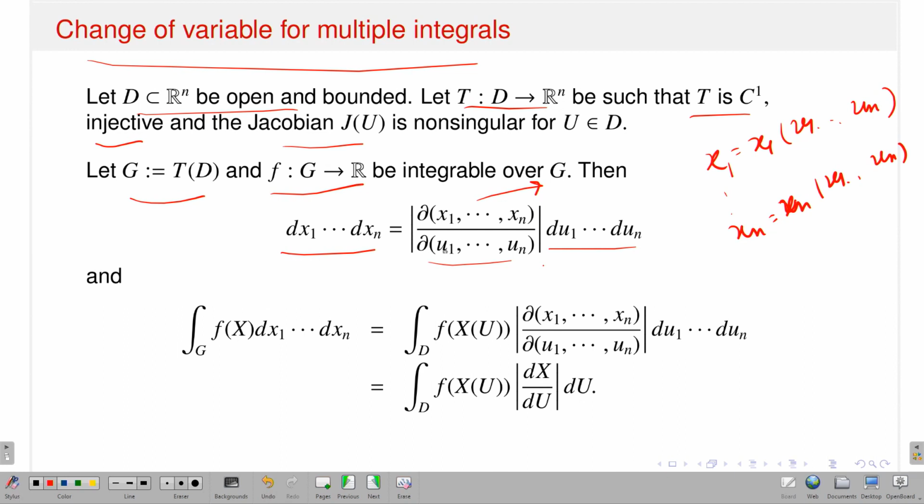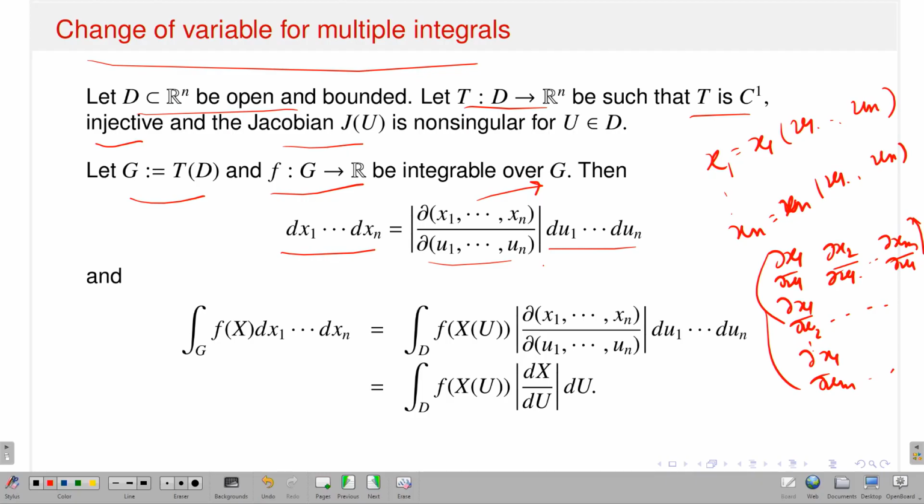So what do you have to do? In the first row you take the partial derivatives of x1, x2, ..., xn with respect to the u1 variable, that is, del x1 del u1, del x2 del u1, up to del xn del u1. Next you do the same thing with respect to the u2 variable, and finally with respect to the un variable, and that gives you an n cross n matrix. This is called the Jacobian matrix. If I take the determinant, this is called the Jacobian, and you have to take the absolute value of that.